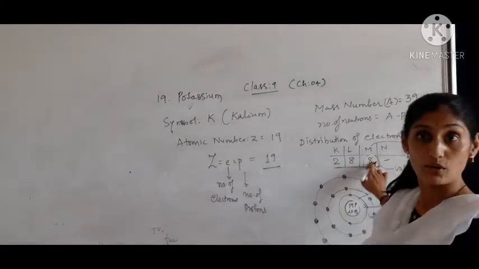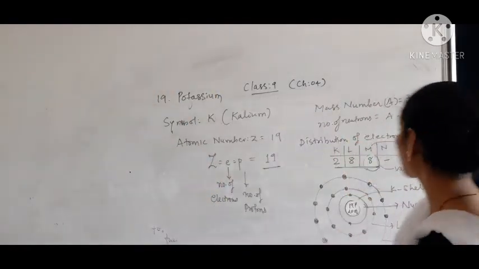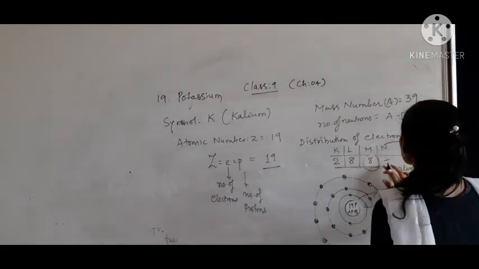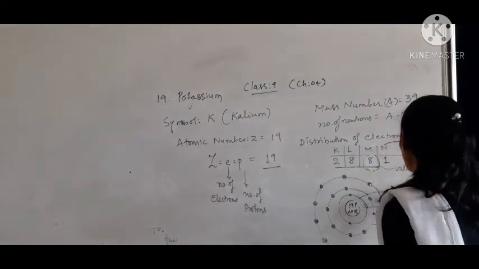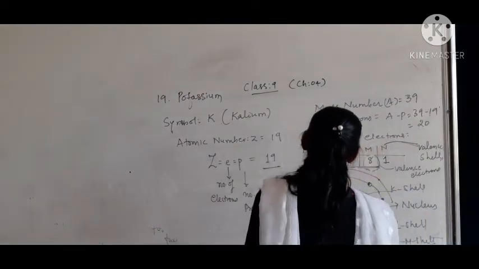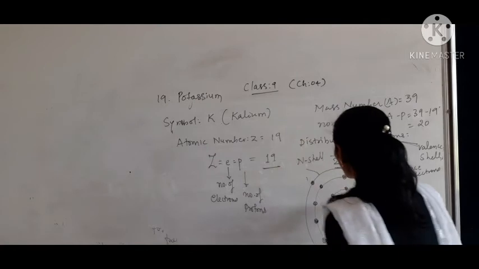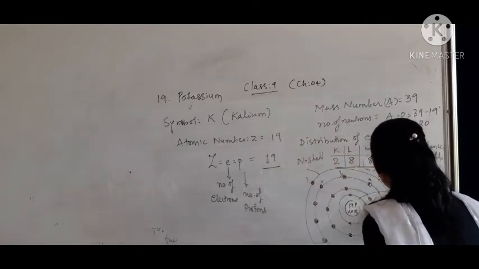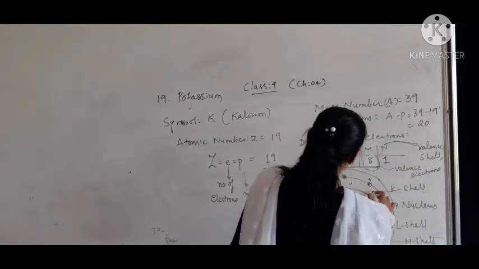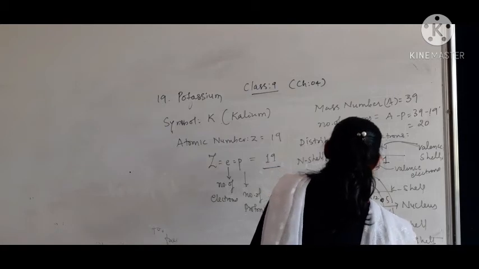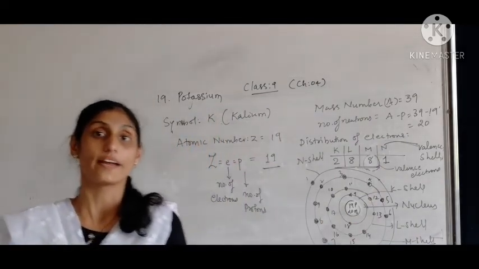Now M is the outermost shell, so it will not contain more than 8 electrons. So the extra electron is shifted to the N shell. Now N is the outermost or valence shell, with 1. So 2 plus 8, 10, 10 plus 9, 19. What we have to do over here is make one more shell, the N shell, and accommodate 1 electron. You can count 1, 2, 3 up to 19. So you can see over here that we have 19 electrons.